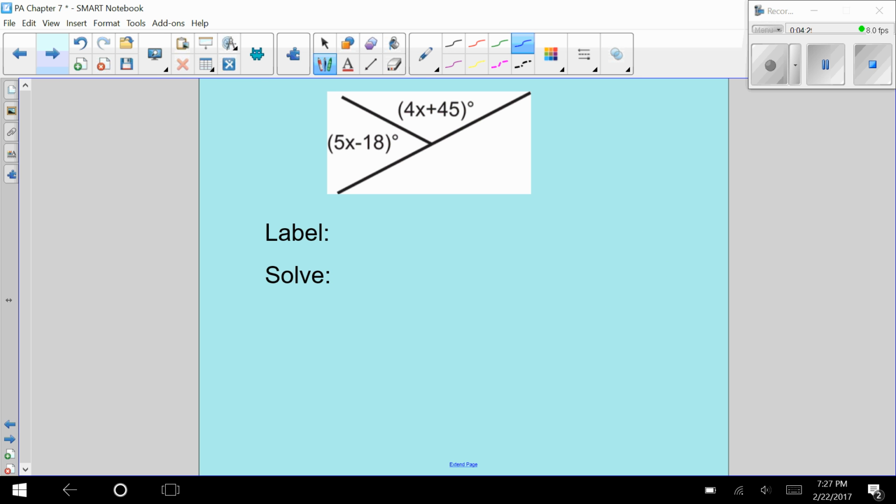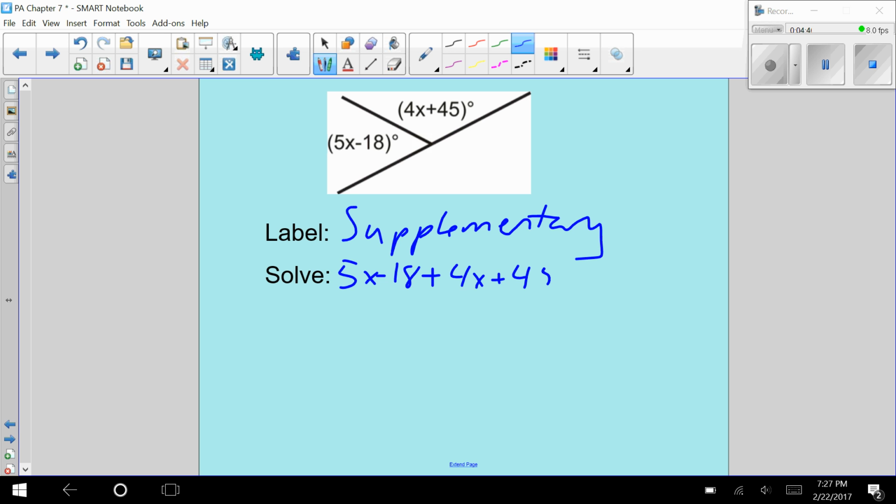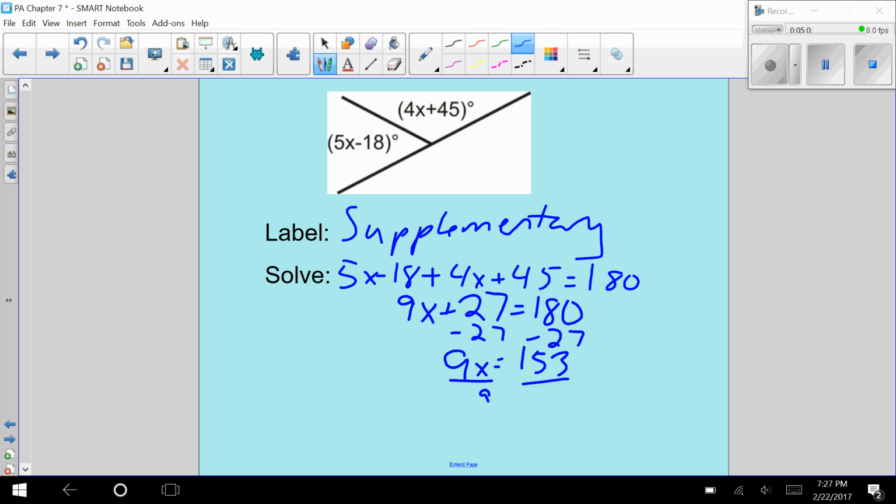These two angles are right next to each other and they form a straight line. That means they must be supplementary. That means their measures add to 180. So we can take 5x minus 18 plus 4x plus 45. That needs to equal 180. So to solve this, combine our like terms on the same side of the equal sign. We get 9x plus 27 equals 180. Subtract 27 off of both sides, we get 9x equals 153. Divide both sides by 9, and x equals 17.